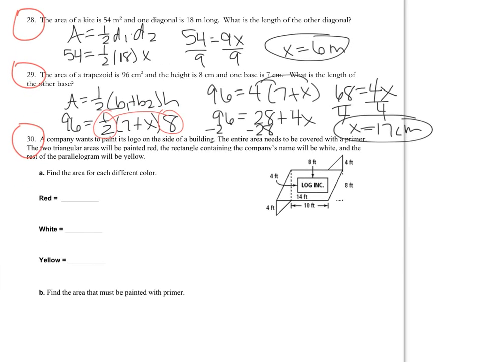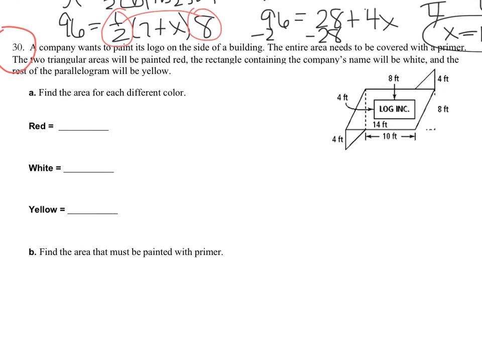All right, the last one we're talking about is 30. Something like this will pop up on the in-class assignment. So I just need you to pay attention to what goes where. It says the triangles are being painted red. So I'm going to just color those in right now. The triangles are being painted red.